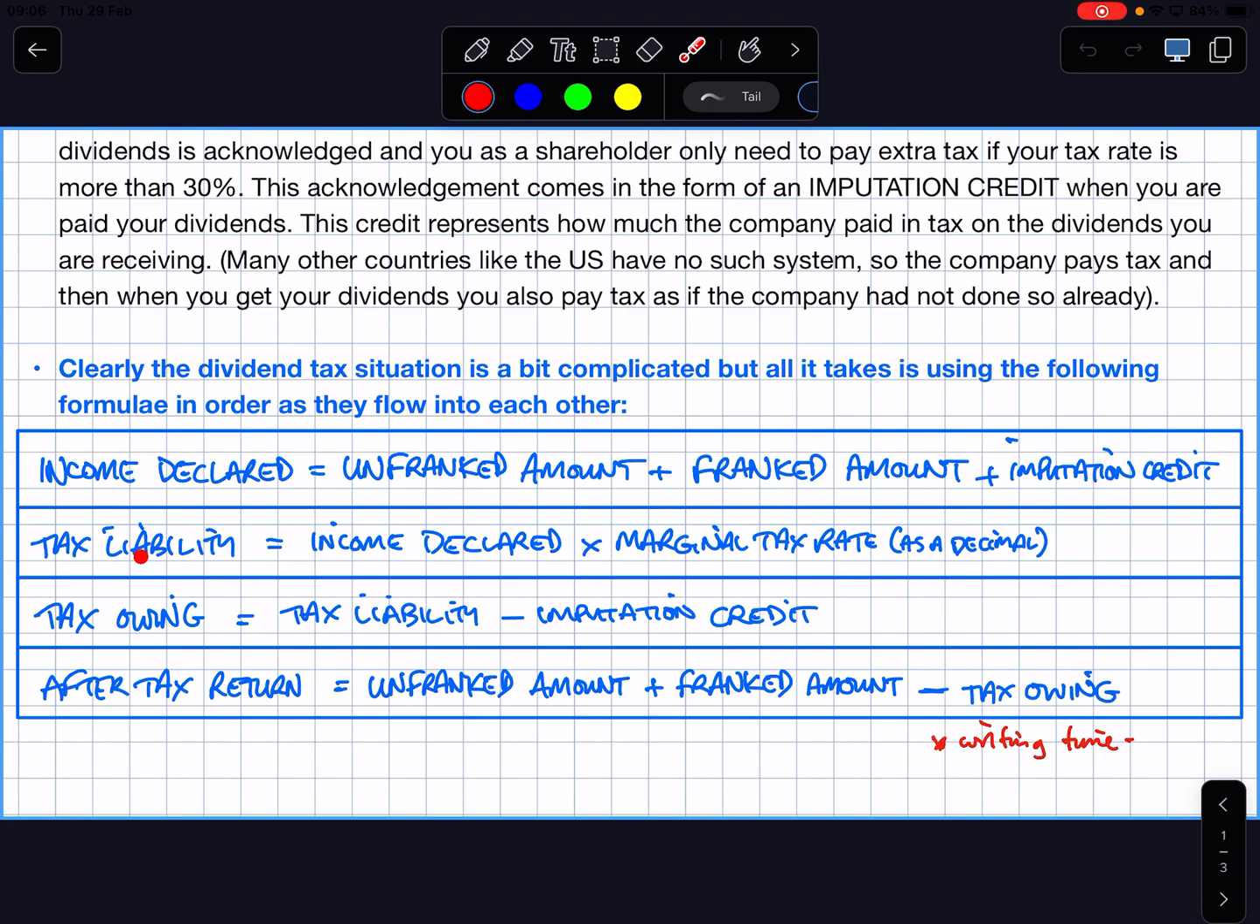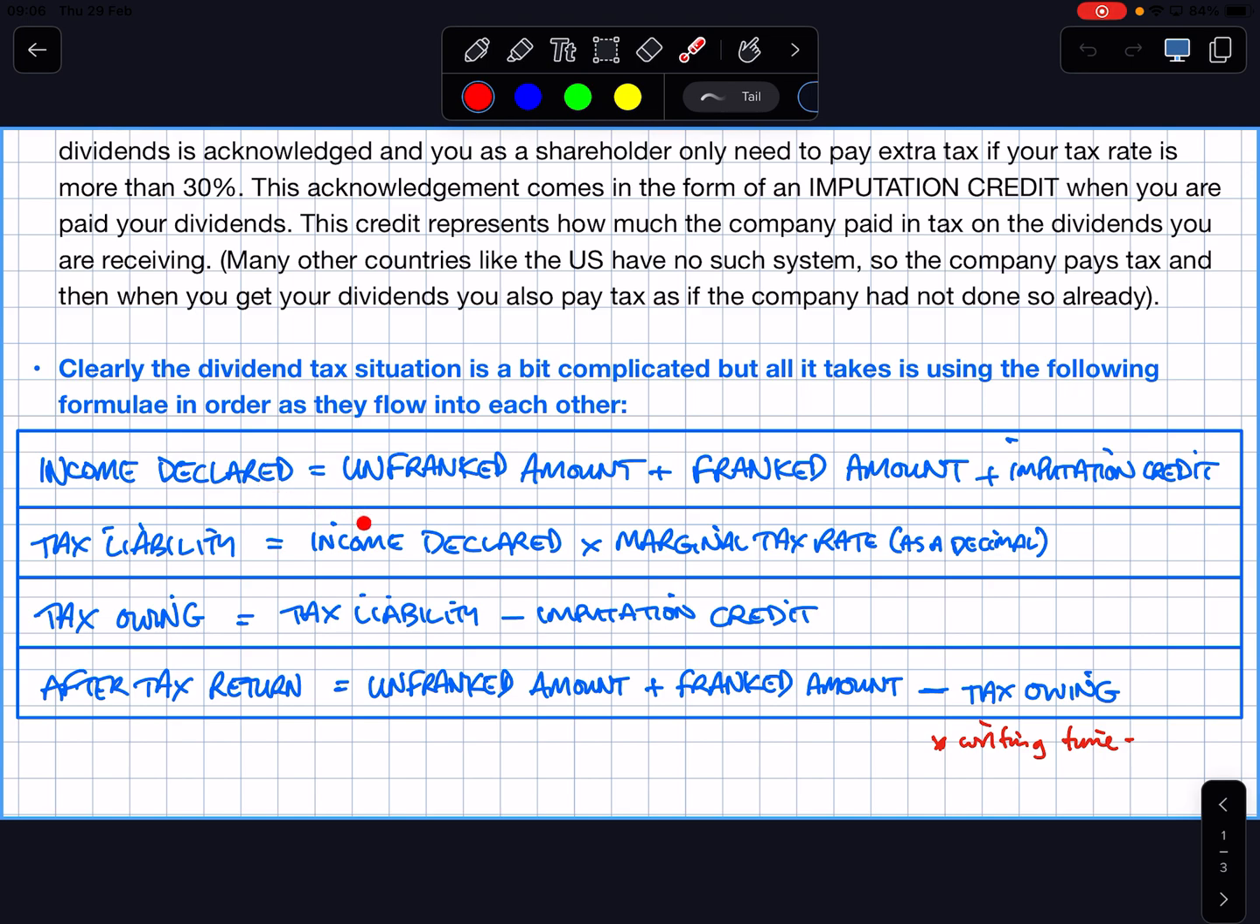The second formula, does the second formula use stuff from the first formula? What does it use from the first? Income declared. So you're not going to be able to find this unless you've used the first one. So you go 1 and then 2. And then once you've done the second one, see how the third one uses tax liability? And then the last one uses the tax owing.